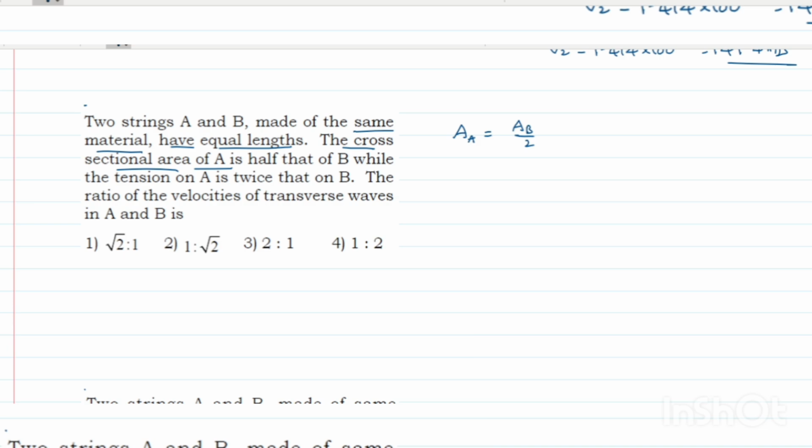And here the tension on wire A is given as twice that of the tension on wire B. The ratio of the velocities of the transverse waves in A and B they are asking.